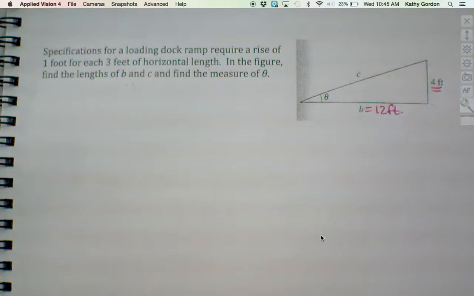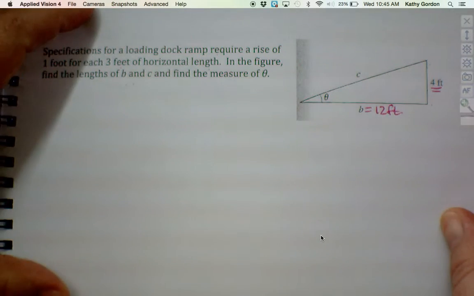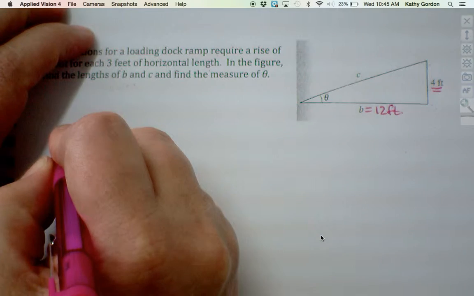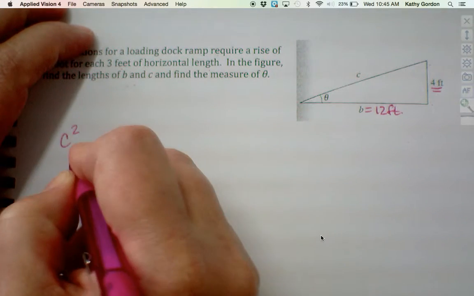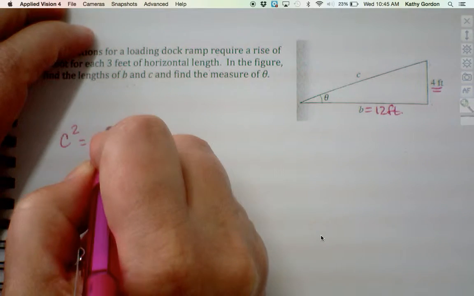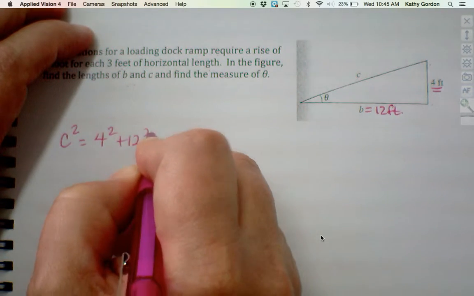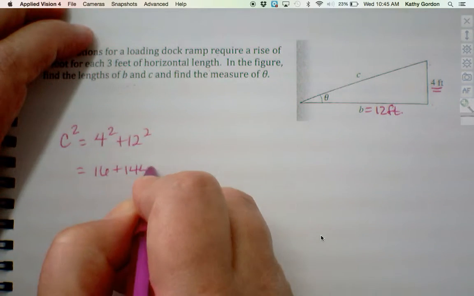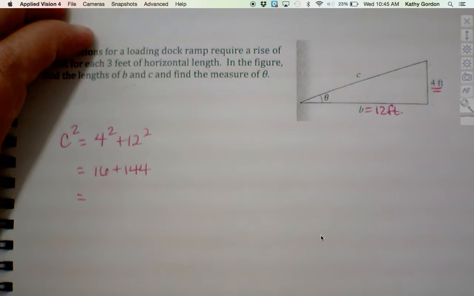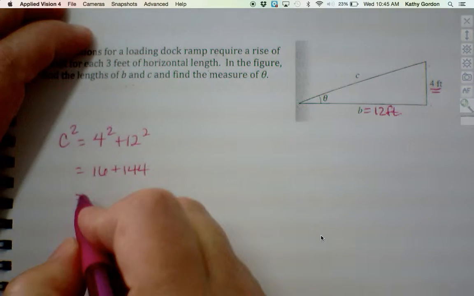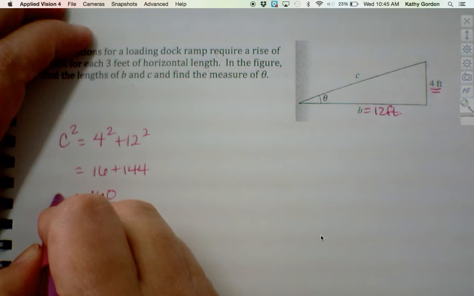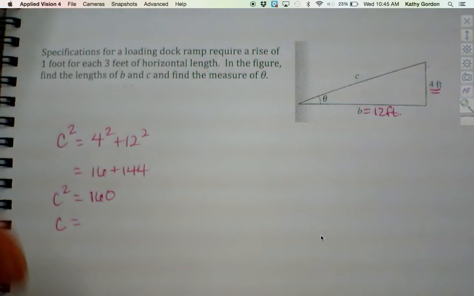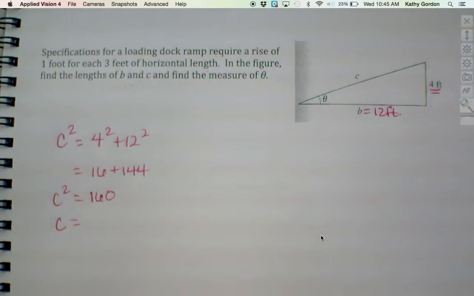All right, what should I try to find next? The C? How can I find C? Okay, so that means I'm going to take 4 squared plus 12 squared. What's that going to give me? Okay. So what is C?